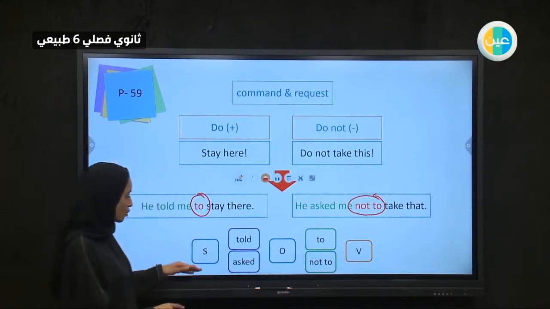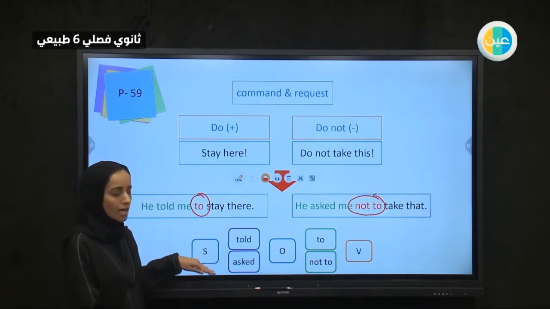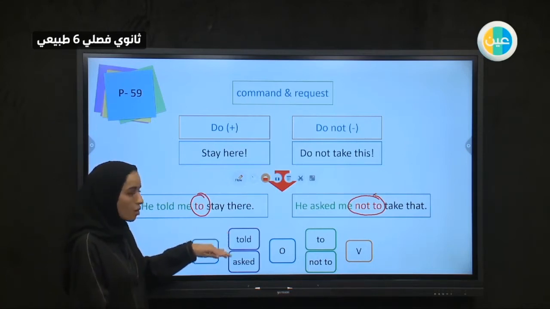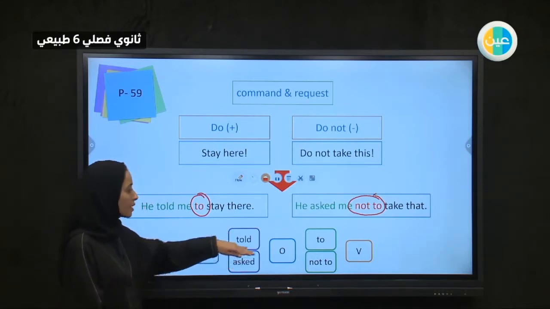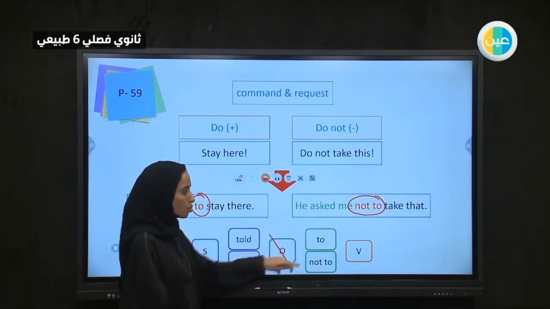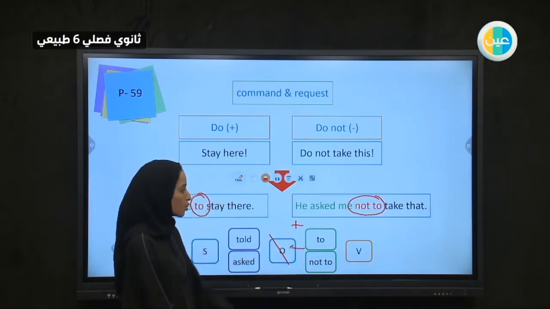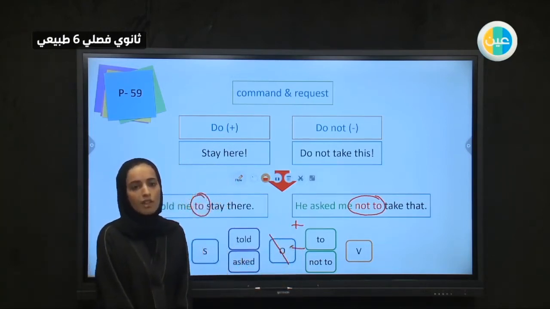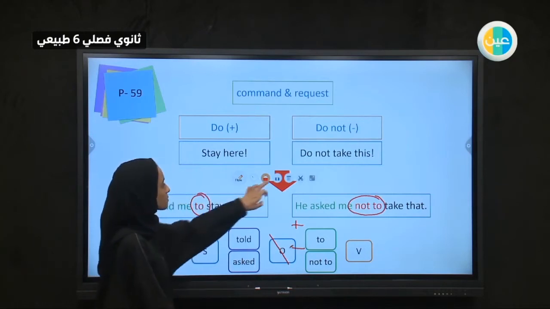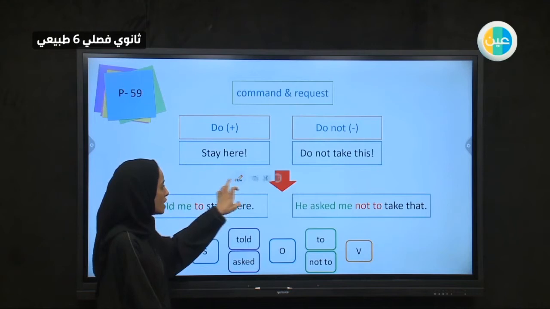So following the rule here: subject, he told me, the one who told you or asked you to do, told me or asked me, ordered me. Then, this one is optional by the way, to or not to. Positive, and we have here the negative one. To or not to, then we have the verb. So these are they. Let's try to do an exercise on that.